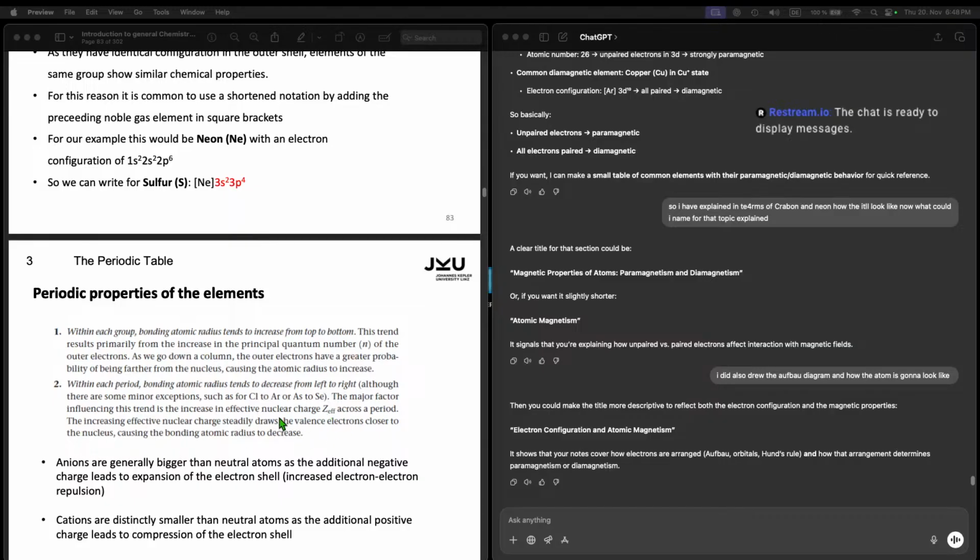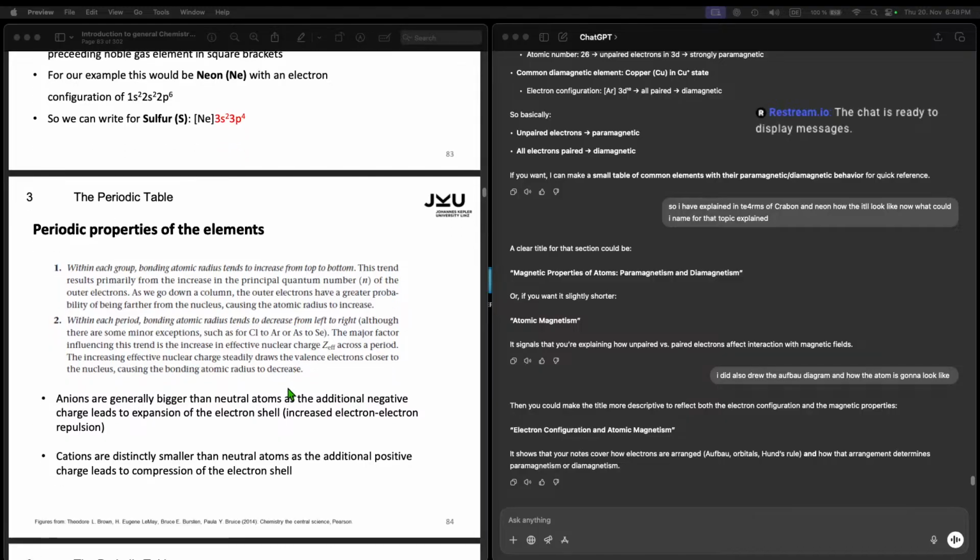Why is the effective nuclear charge increasing? With the increase in atomic number, which results in more protons inside the nucleus. That's what I believe, I guess. The major factor influencing this trend is the increase in effective nuclear charge. The increasing effective nuclear charge steadily draws the valence electrons closer to the nucleus, causing the bonding atomic radius to decrease.